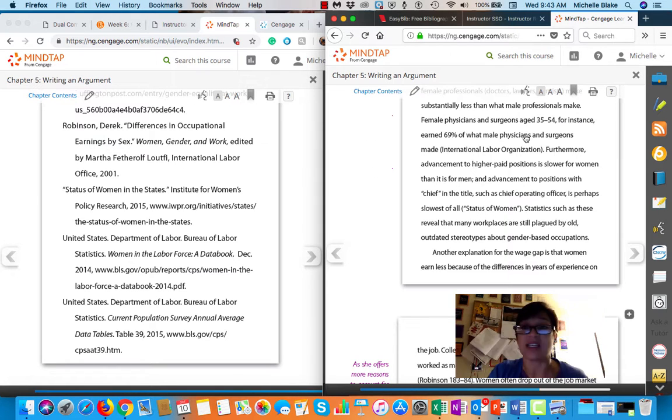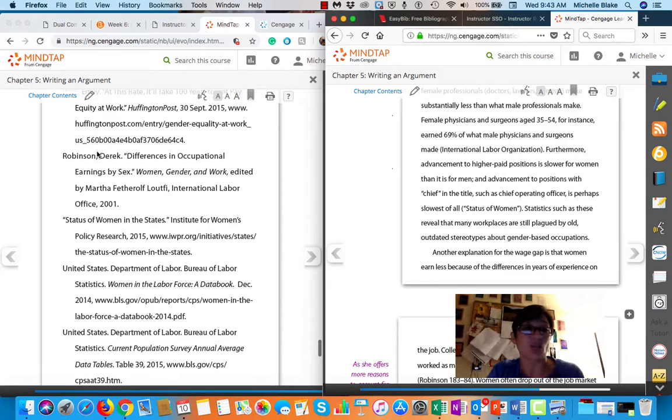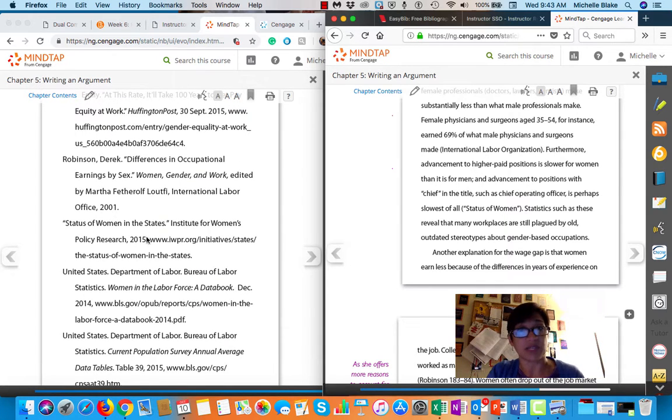Remember, there's only one purpose of the in-text citation. That's to direct the reader to the works cited list, and that works cited list is where the complete bibliographic information can be found, so that if I wanted to find out more about this, I could find the source based on what is provided here. Hopefully that helps a little bit.